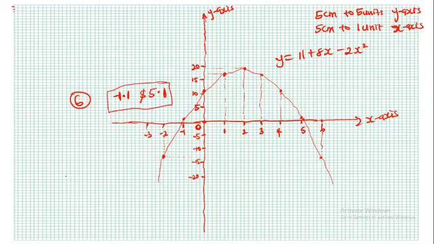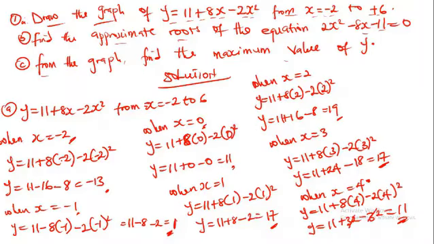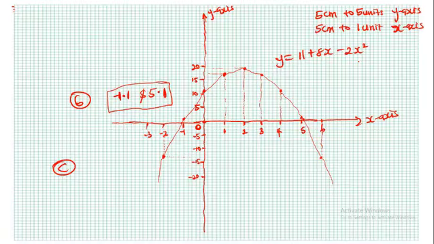So the roots of this graph are -1.1 and 5.1. And then for C, we are asked to find the maximum value of y. The maximum value of y means this point where y gets the highest value, and it's at the point 19. Still check it on your table, you find it, it's 19. So 19 is the highest value of y.